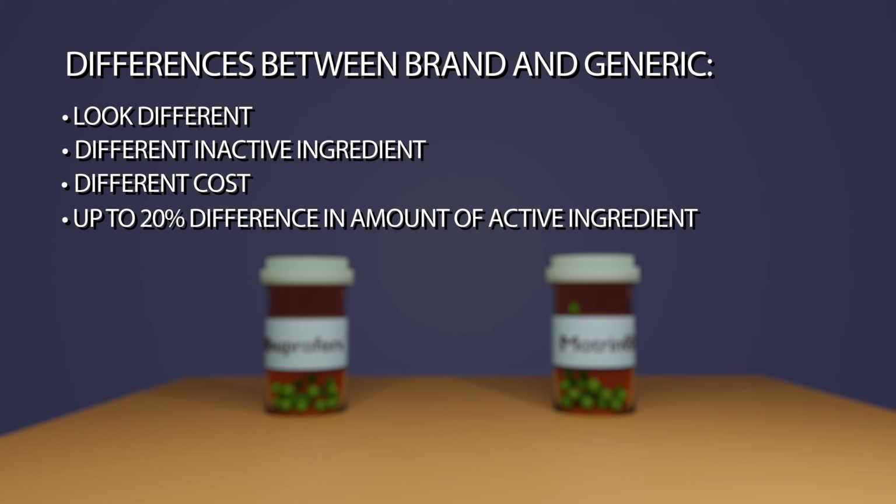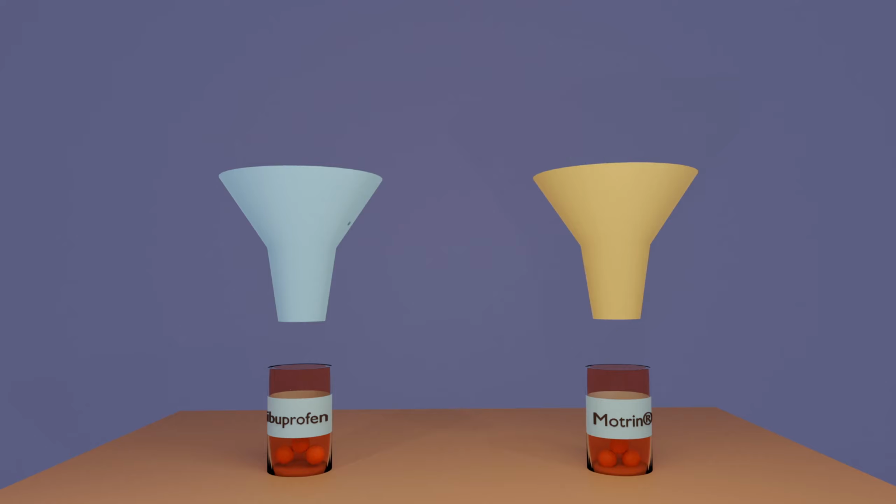Most medications have inactive ingredients. They are usually substances that do not affect the body. They're used to stabilize medication or make it easier or more palatable to ingest.